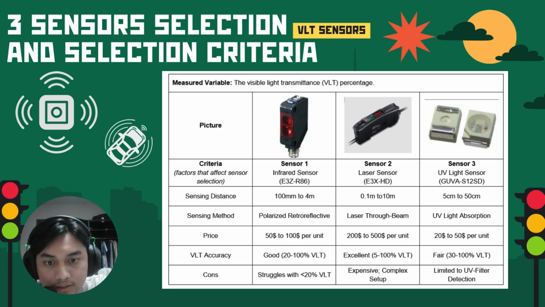So VLT accuracy for the infrared sensor, it's in a good condition, which is in a range of 20 to 70% VLT. And for the sensor number two, laser sensor, it has an excellent, which is 5% to 100% VLT. And the third sensor is fair, between 30% to 100% VLT. So the cons for the first sensor is it struggles with below 20% VLT, and for the second sensor is expensive and complex setup, and the third sensor is limited to UV filter detection.